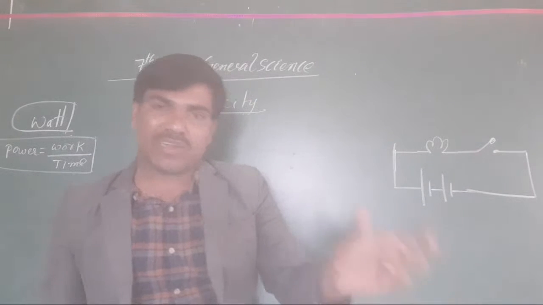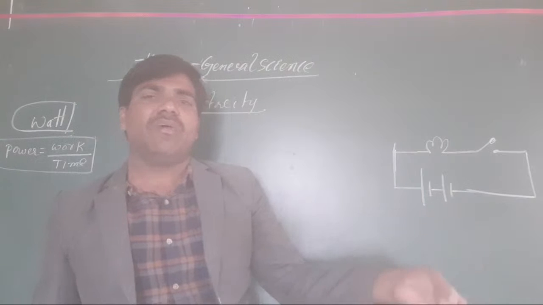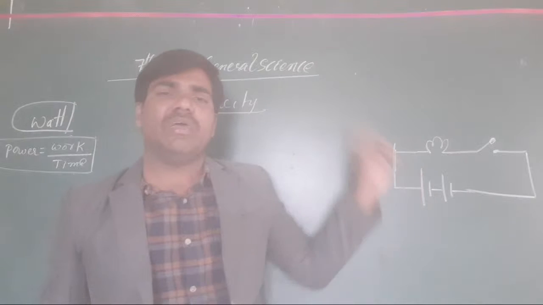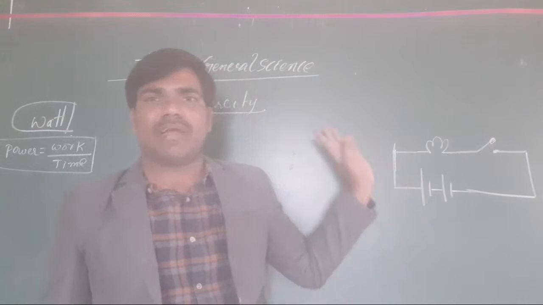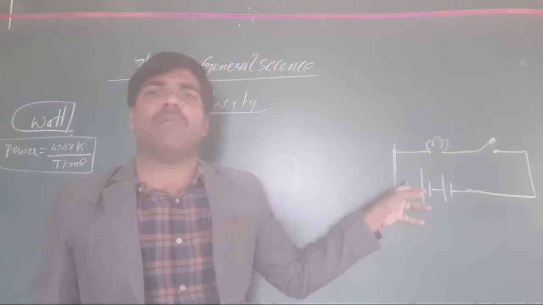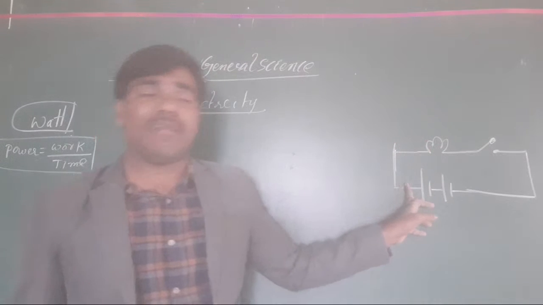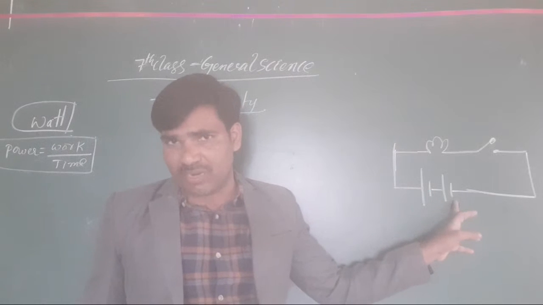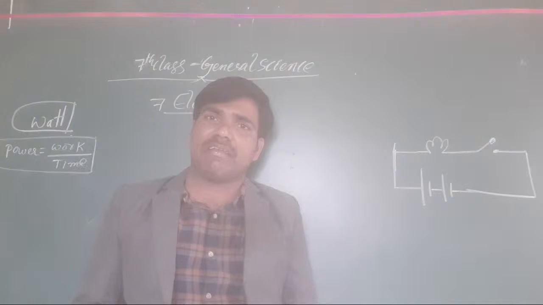Whatever consumers, components, instruments, and devices we used, that is symbolically connected in such a way that the connection is shown in the form of symbols with a proper arrangement and a proper connection. That is called an electric circuit.